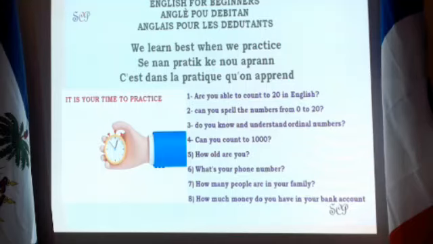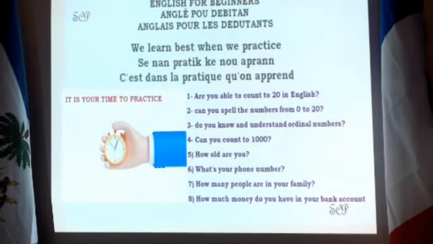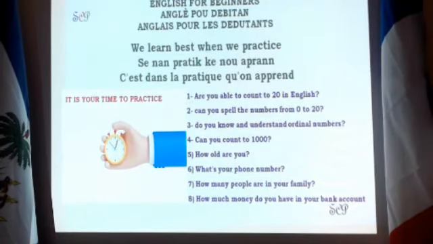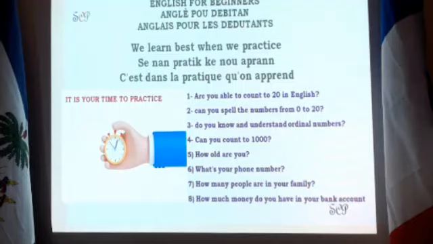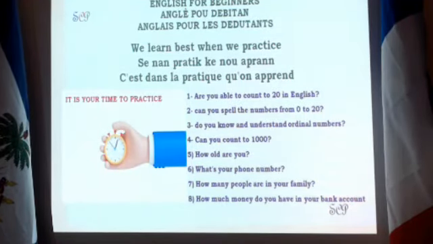How old are you? What is your phone number? Or you can say, what's your phone number? Or you may say, what's your number? How many people are in your family? How much money do you have in your bank account? Or how much money do you have in your wallet?